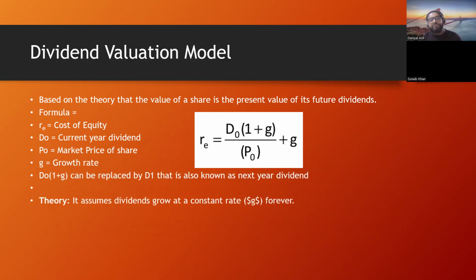Theory. It assumes that dividends grow at a constant rate, that is G, forever. Basically, if you use the DVM, you accept the fact that your dividends are growing at a constant rate for your lifetime.